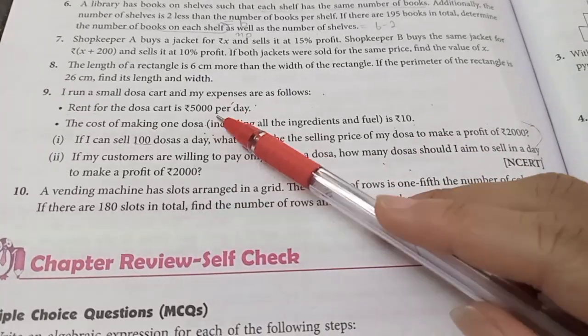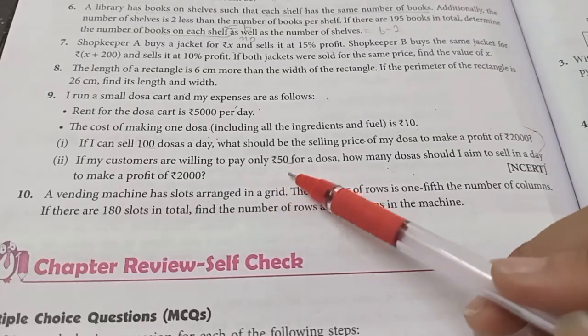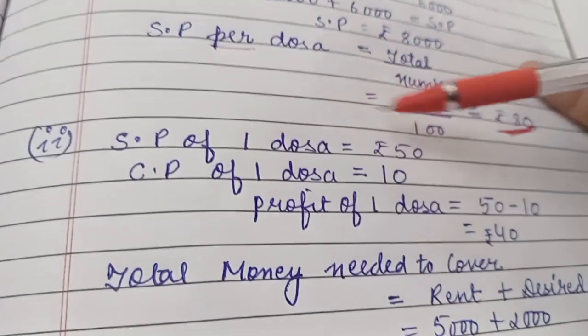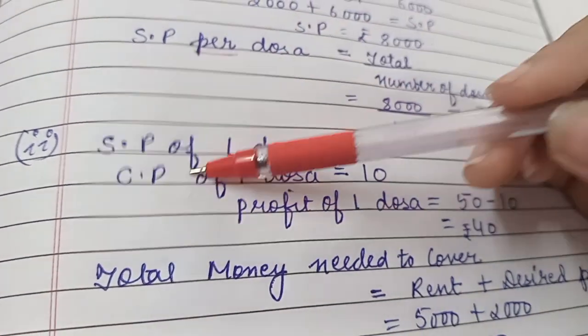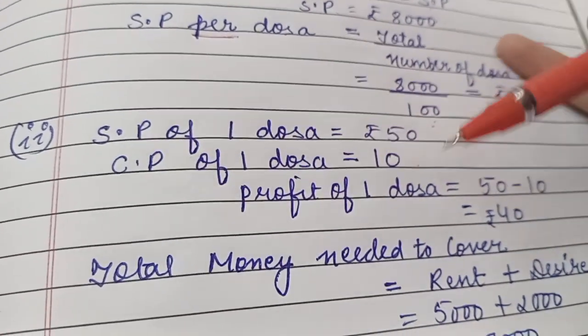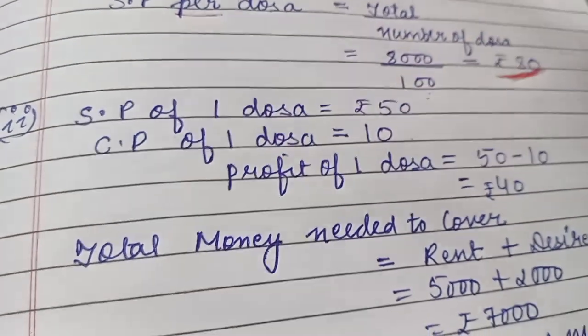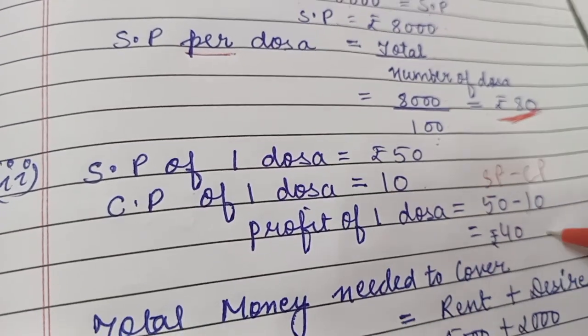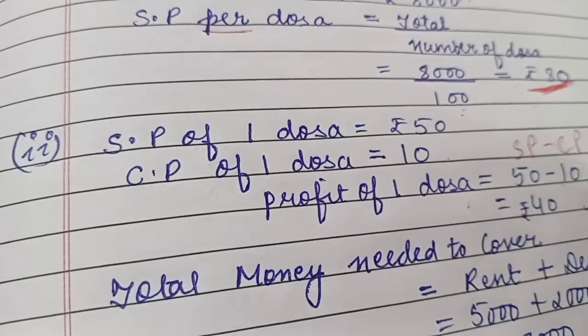Everything else is the same. Only difference is the selling price of one dosa. Selling price of one dosa they have given as 50 rupees. Cost price we have already got, one dosa is rupees 10. Profit equals SP minus CP. 50 minus 10 is rupees 40. This was the profit for one dosa.